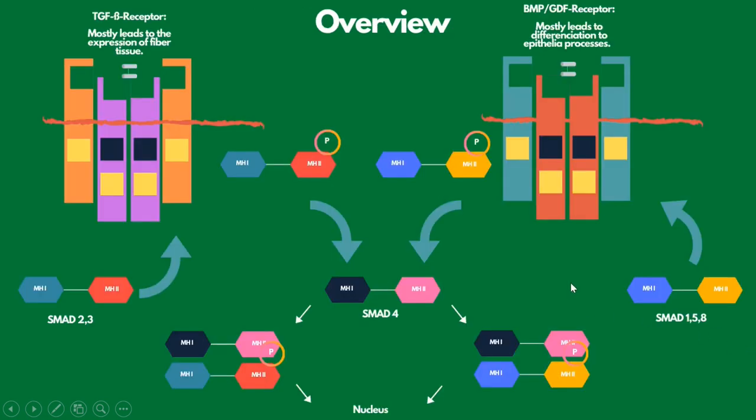Let's make this more clear here. We have the TGF-beta receptor or the BMP receptor. Both are receptors of the TGF-beta superfamily. And then we have the SMADs here. They go to the activated receptor, are activated by phosphorylation, and then they bind SMAD 4, which is this nucleus exit signal, so to say. And then they start different processes, which, for example, can lead to DNA transcription and translation.